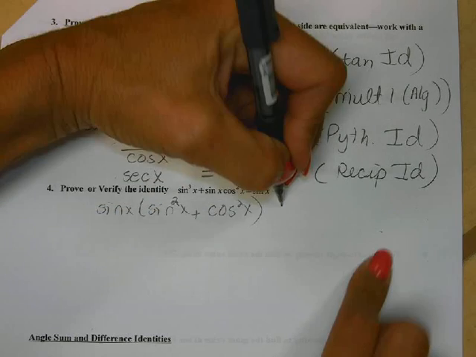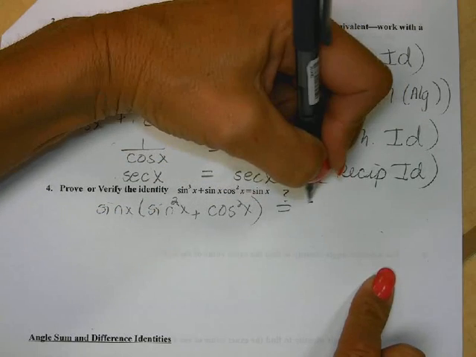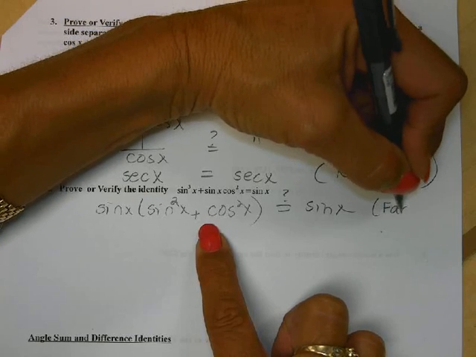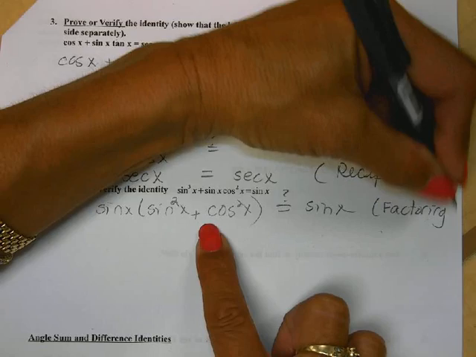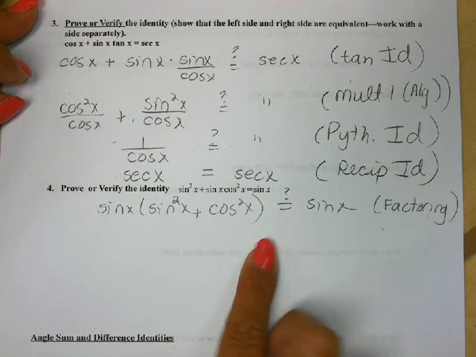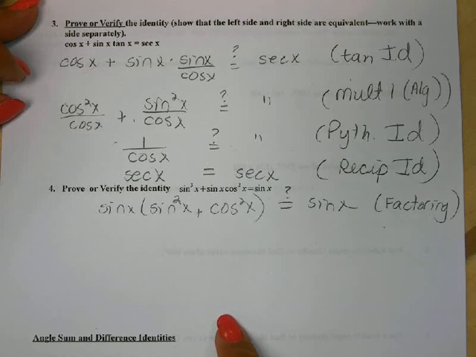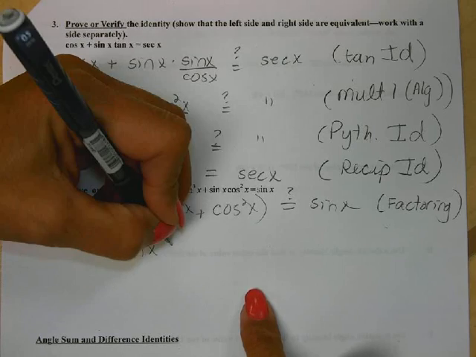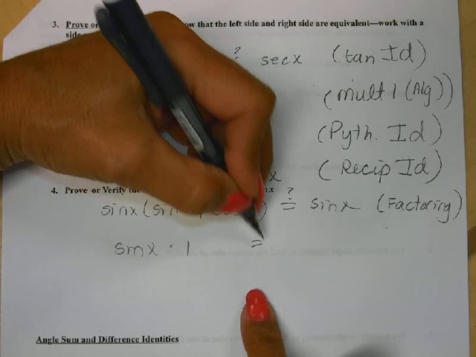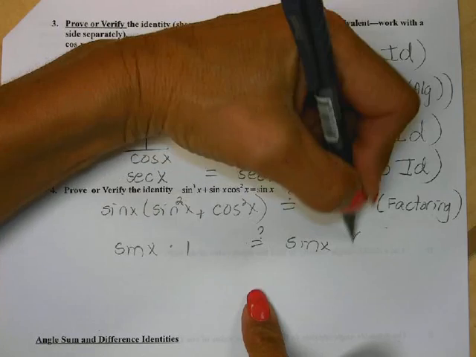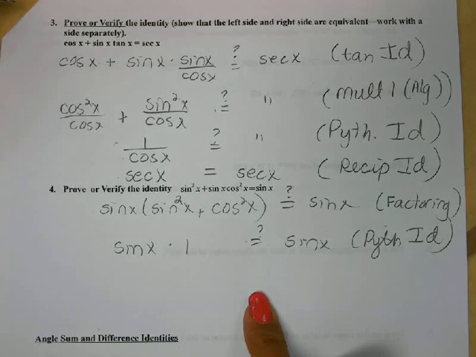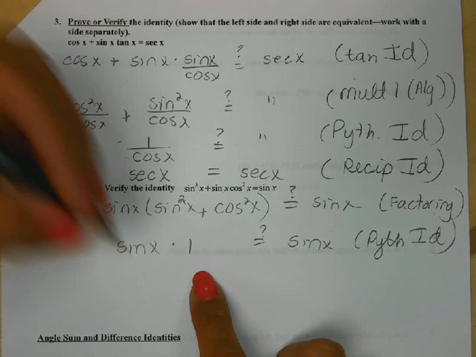Now, I see I can do some factoring here. If I factor out a factor of sine of x, I'm left with sine squared of x plus cosine squared of x, and I'm going to put the question mark, equals sine of x. And the reason I can do that is just by factoring. If you call it algebra, that's fine as well. Now this is almost too easy because now I see a Pythagorean identity substitution.